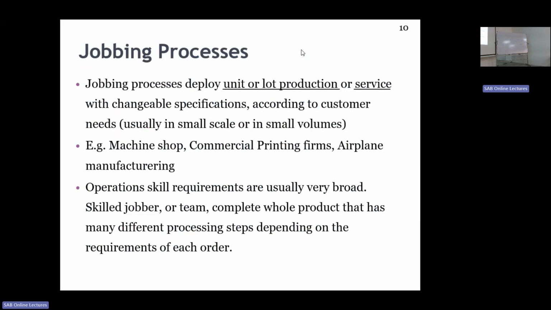Per unit cost is higher. Can you give the reason? Can you explain the reason why products are manufactured using jobbing processes? Cost is high.